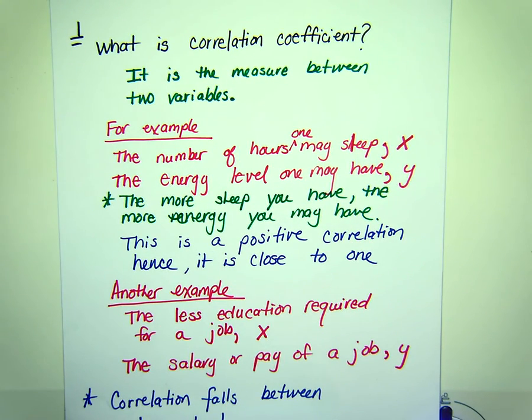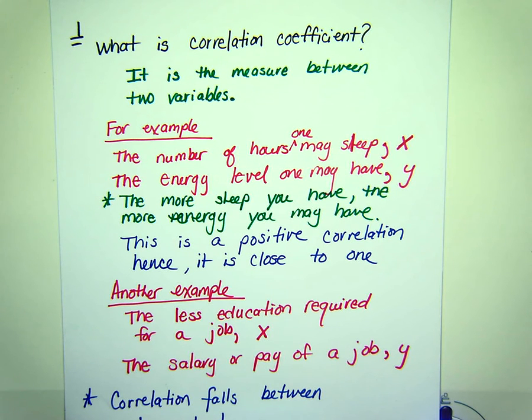First thing you need to understand, what is a correlation coefficient? Now the correlation coefficient is a value that measures the relationship between two different variables. And I notice that I have a typo right there. But again, it is the measure between two variables. It's actually measuring the relationship.